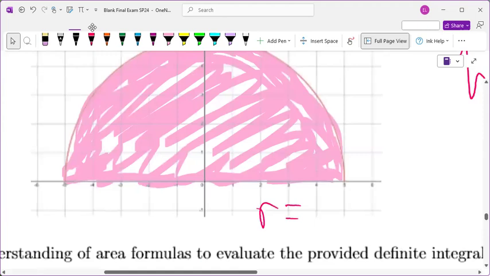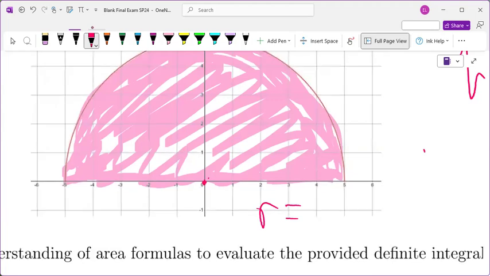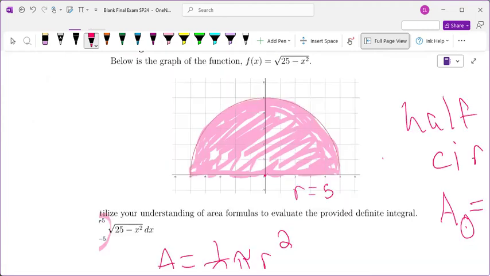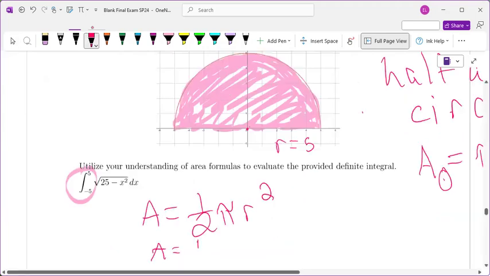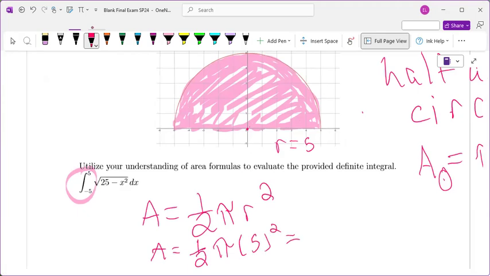So if I zoom in, these tick marks are by ones. And it is centered at (0, 0). Yep, so it's 5 units out. The area is 1/2 pi times 5 squared, so 25 pi over 2.